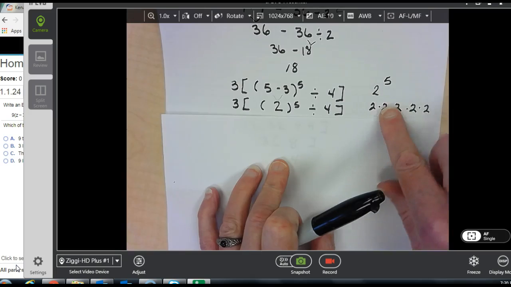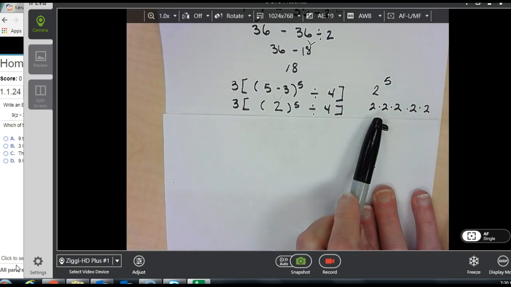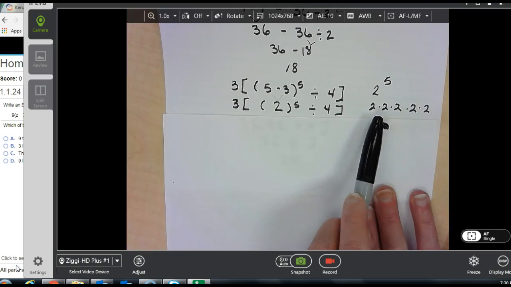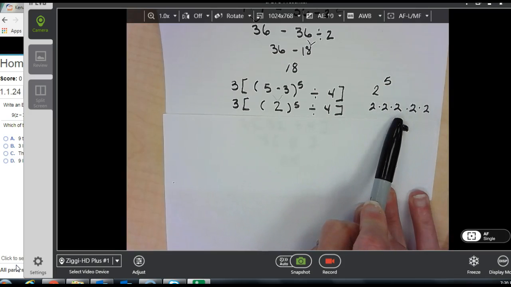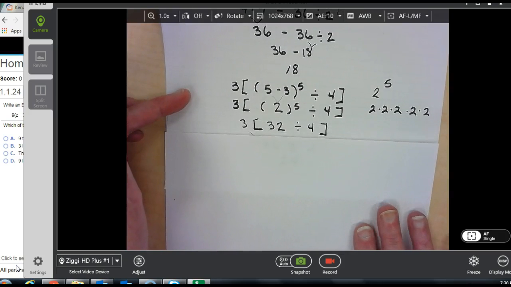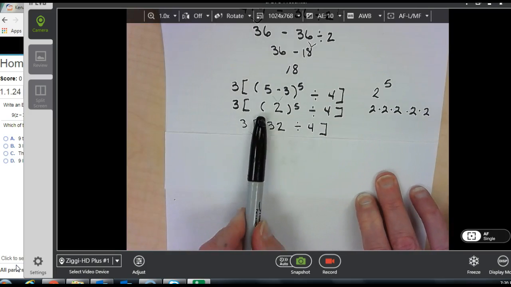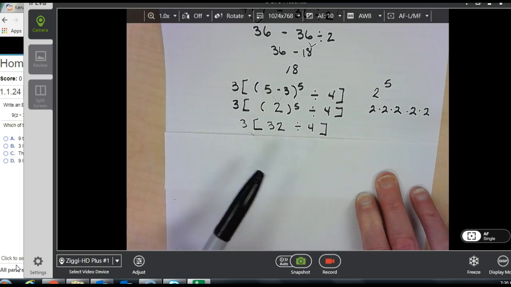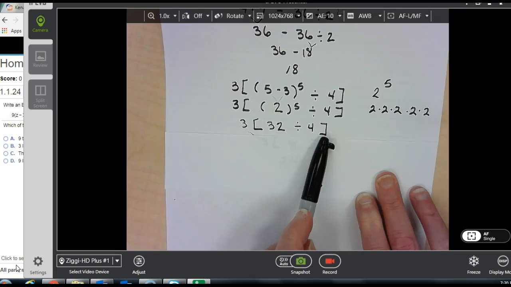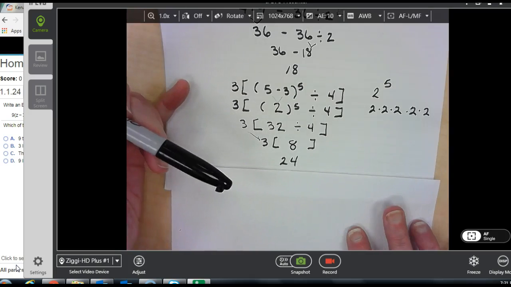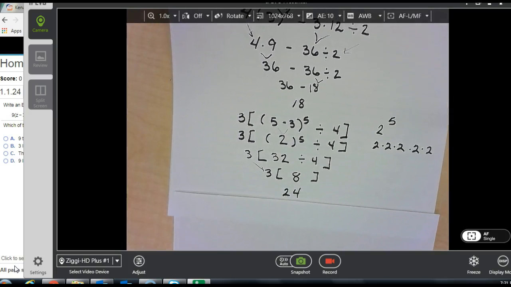So off to the side here that I was covering up, 2 to the 5th is 2 times 2 times 2 times 2 times 2. So it's multiplying 2 times itself 5 times. 1, 2, 3, 4, 5 of them. So 2 times 2 is 4 times 2 is 8, times 2 is 16, times 2 is 32. So it gets written down. And as you notice, I left the brackets in there because I'm going to have to take this 3 times this number. And now I can take inside the brackets, 32 divided by 4 is 8. 3 times 8 is 24, and that problem is finished.